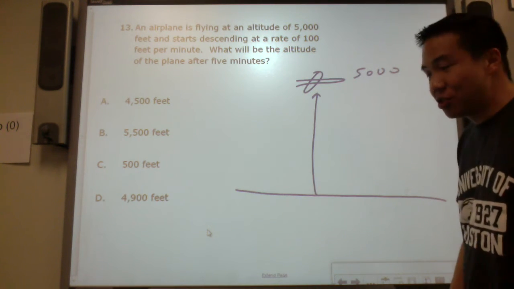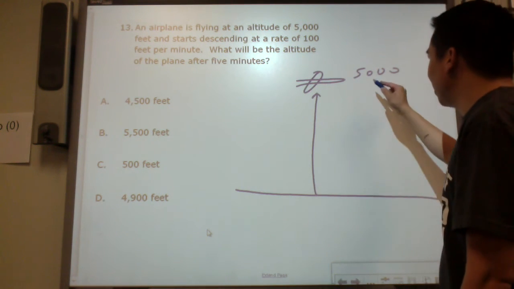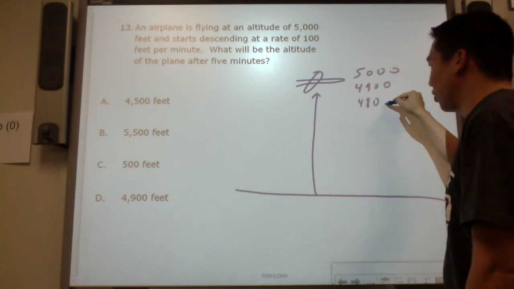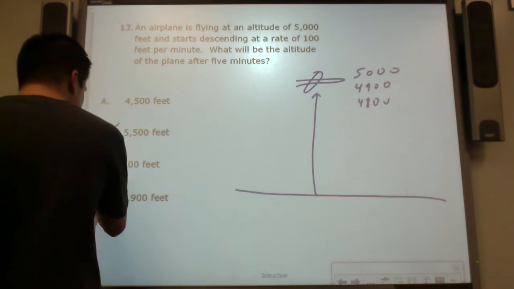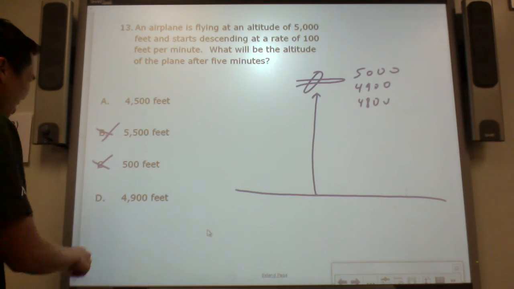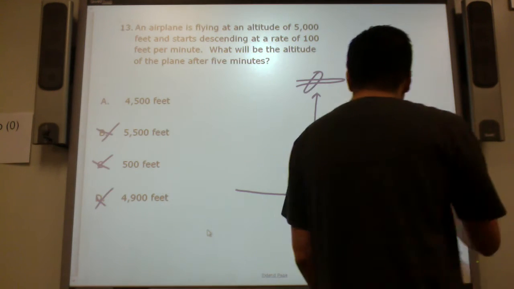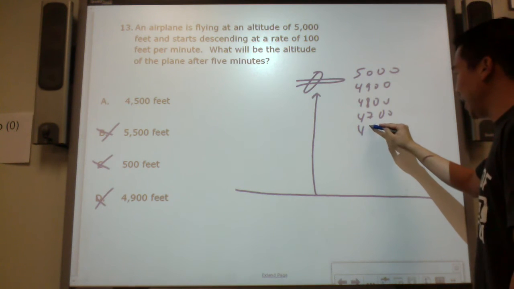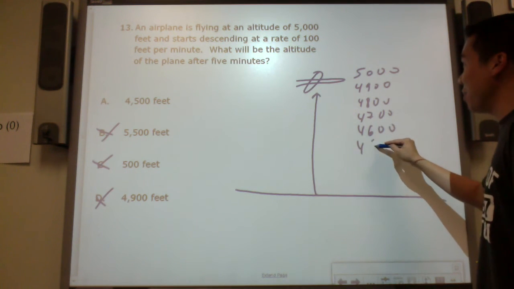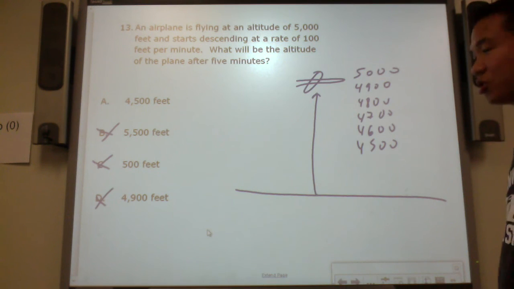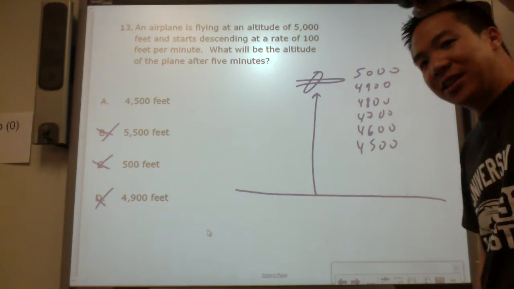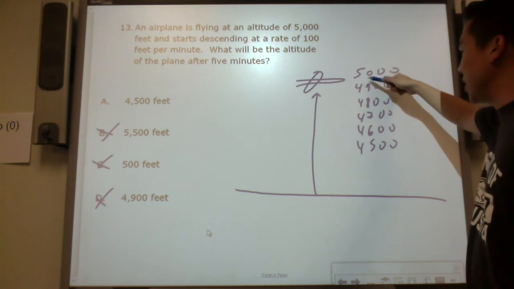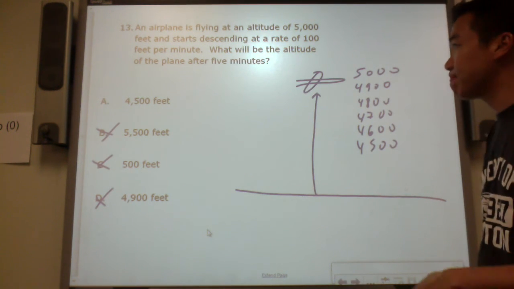So the first minute, it goes down 100. So that's 4,900. Then it goes down another 100, 4,800. Well, I'm going to cross out B and C. I know I can cross out D. I think the answer is A. Then another minute, it goes down 100, 4,700. That's 3 minutes. Then in 4 minutes, it goes down another 100. Then 5 minutes, it goes down another 100. So the plane descends 500 feet. It starts at 5,000, so you take away 500 from this, 4,500. A is the only one that makes sense.